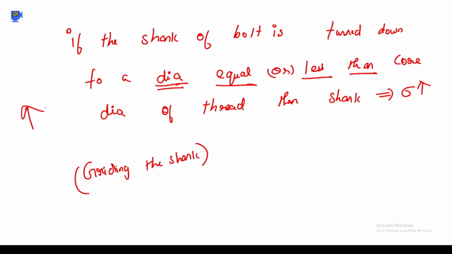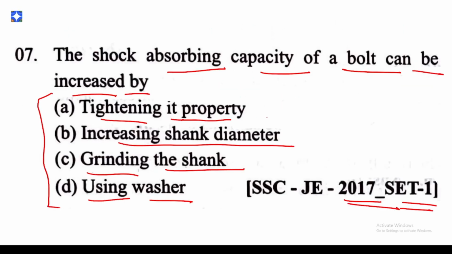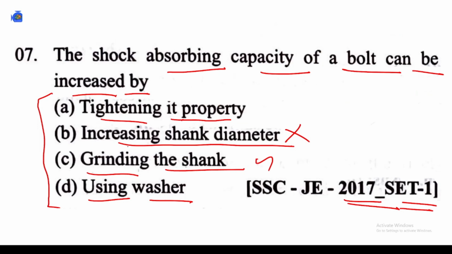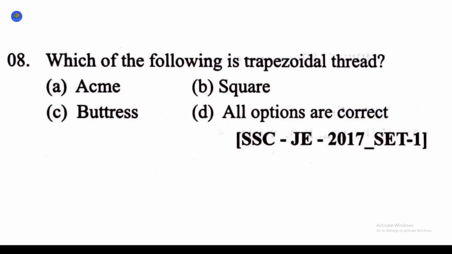It should not be increased because you have been given an option of increasing the shank diameter, which is wrong. Grinding the shank diameter will actually reduce it a little bit, or make it equal to the core diameter of the thread, which actually helps in absorbing the maximum amount of stress. So that would be the correct answer for shock absorbing capacity. So I can say that option C would be the correct answer. Let's move on to the next question.